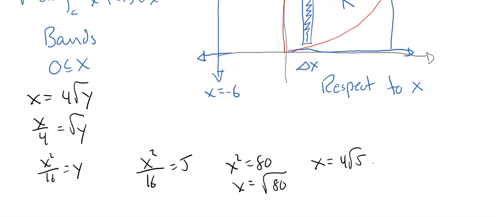So that would be our bound. So we have 4 radical 5 is our other bound on the x-axis.